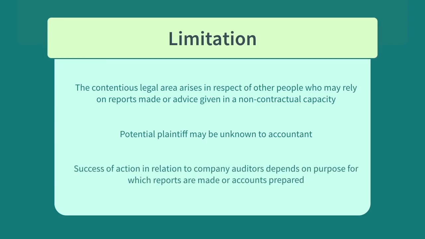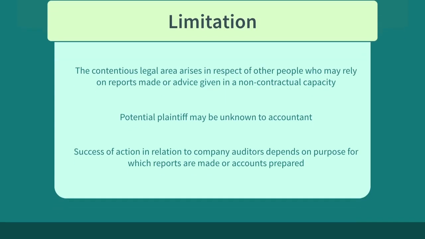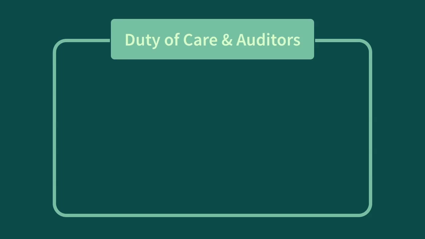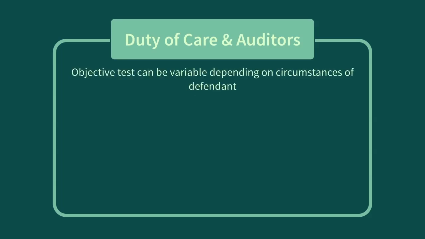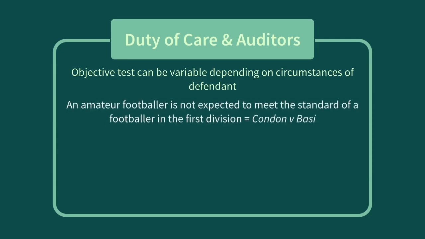The success of any such action in relation to company auditors appears to depend on the purpose for which the reports are made or accounts prepared, and on establishing a duty of care between the auditor and the person making the claim in negligence. The objective test can be variable and may depend on the circumstances of the particular defendant or the situation. For example, an amateur footballer is not expected to meet the standard of a footballer in the first division. See the case of Condon versus Bazzi.